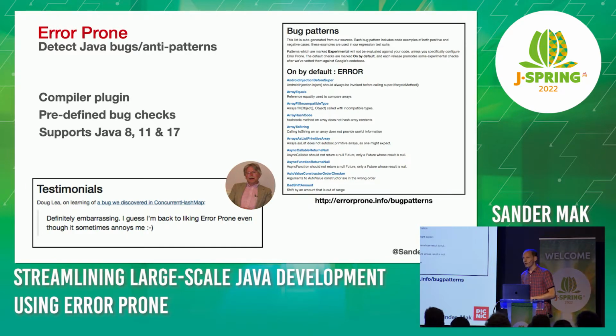In fact, if you go to the Error Prone site, you will find this testimonial by Doug Lea, the guy who created the Java util concurrent libraries, where he says, okay, well, it's a bit embarrassing, I guess I'm back to liking Error Prone, even though it sometimes annoys me, because it found a bug in the concurrent hash implementation. So I think that's a pretty good endorsement. It also shows that, yes, we as developers don't really like these tools, even though we know it's like eating your vegetables, right? You need to apply these tools, but in the end, they're just a bit annoying and yelling at you. But we'll see how we can give our own twist to that and make it a little bit more bearable.